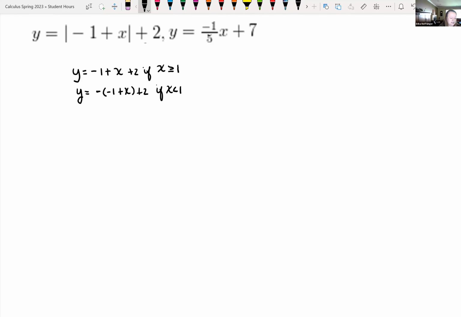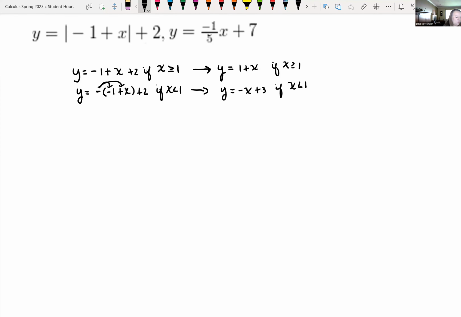And so we can then simplify each one down. So this first piece would be y is equal to 2 minus 1, so this would be 1 plus x, if x is greater than or equal to 1. And this one right here is going to be y is equal to, if I distribute my negative 1s, negative x, and I'm going to have a positive 1 plus 2, so this is really plus 3, if x is less than 1.